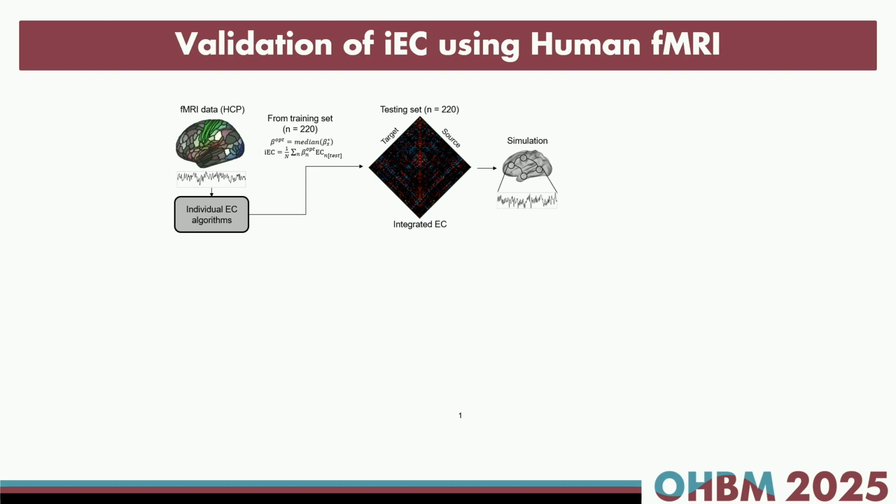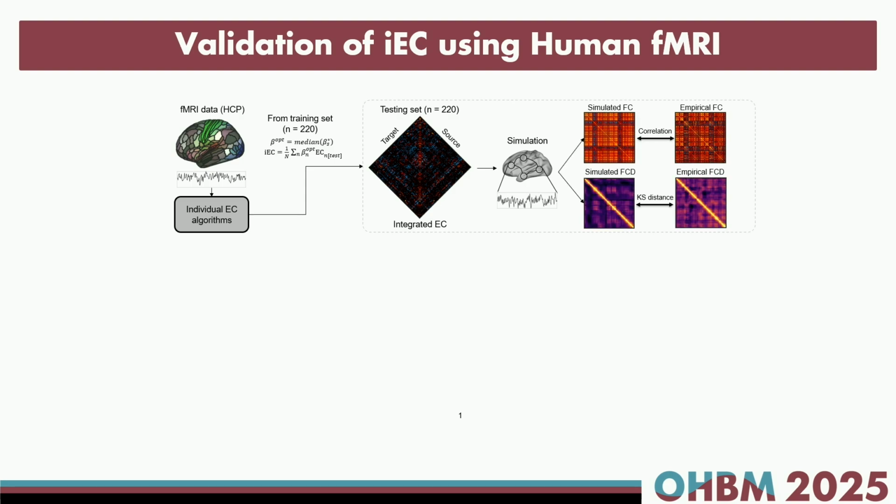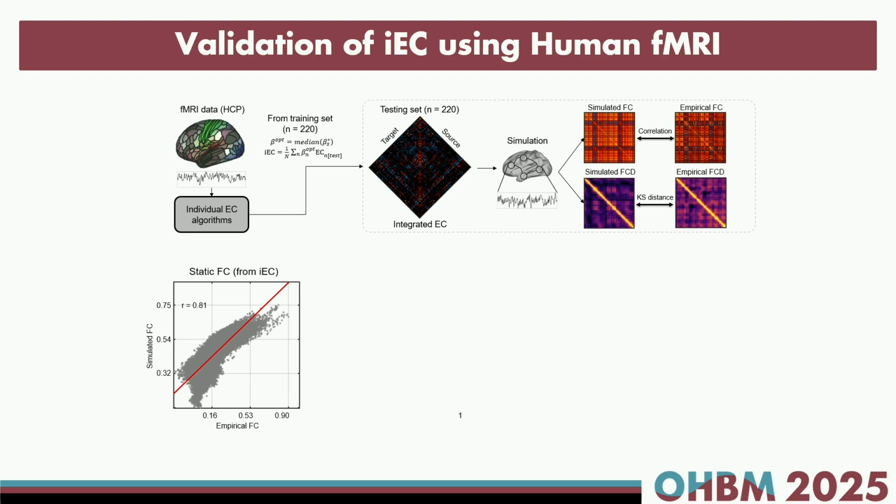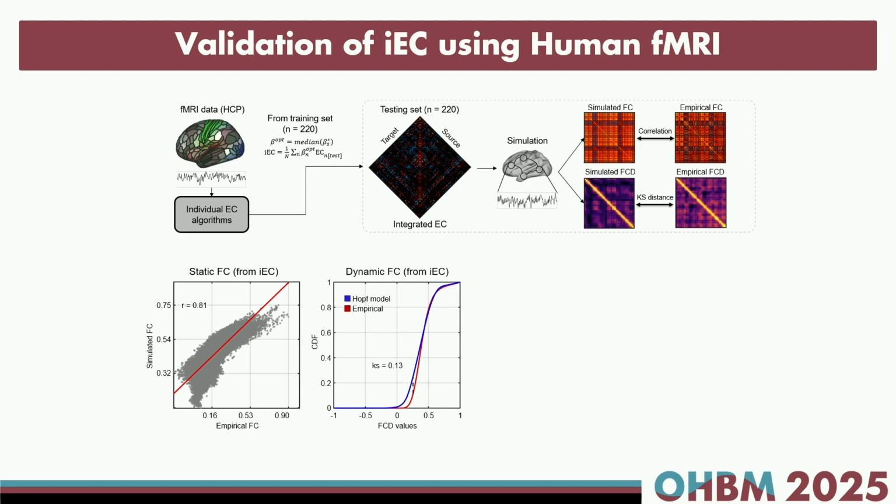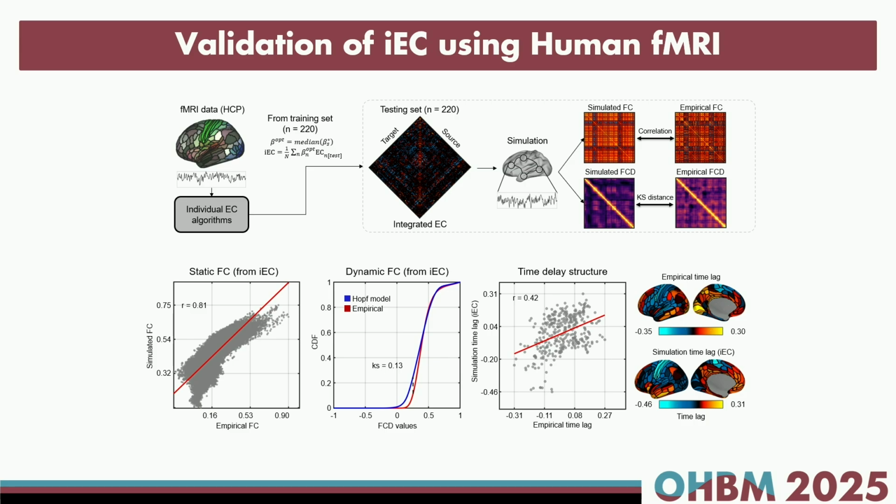Then we used this IEC matrix as a long-range scaffold in our Hopf simulation model, and then compared the simulated FC and FCD to their empirical counterparts. And the performance was pretty great. In terms of static FC, the R value was 0.81. Also, in terms of the dynamic FC, the KS distance was 0.13. And the simulated BOLD signal also additionally captured the intrinsic time delay structure of the empirical fMRI.